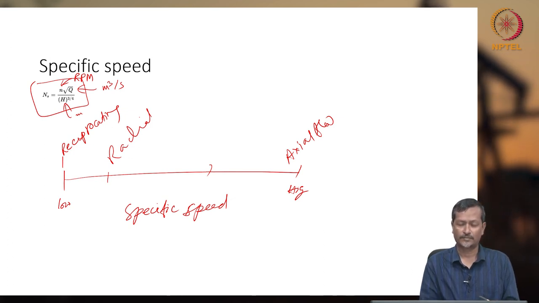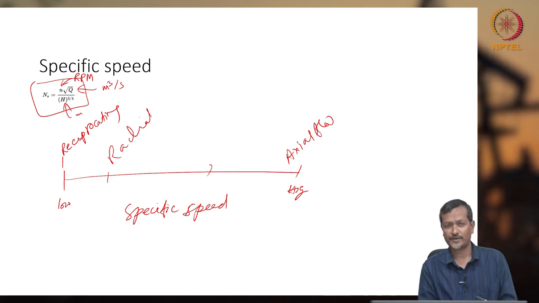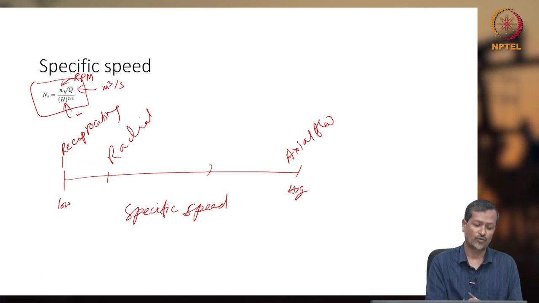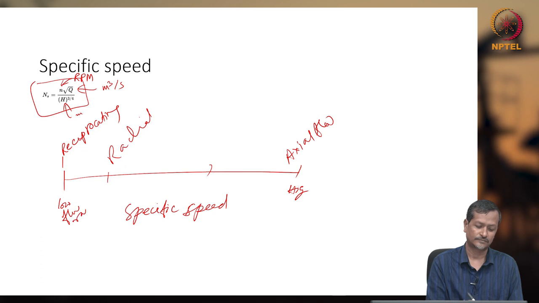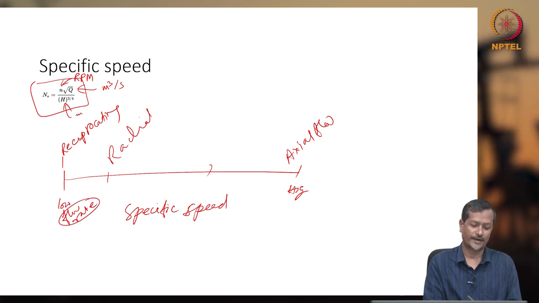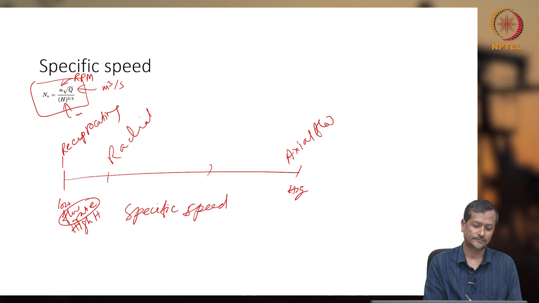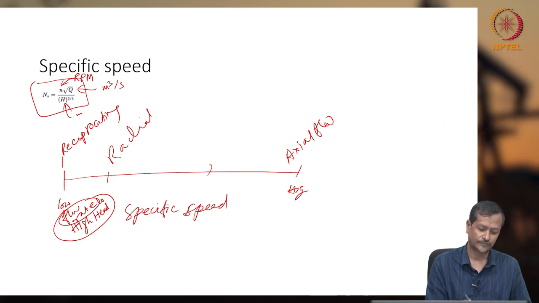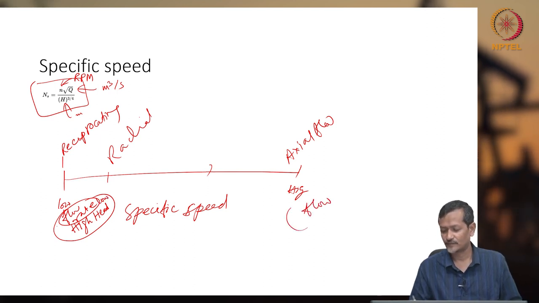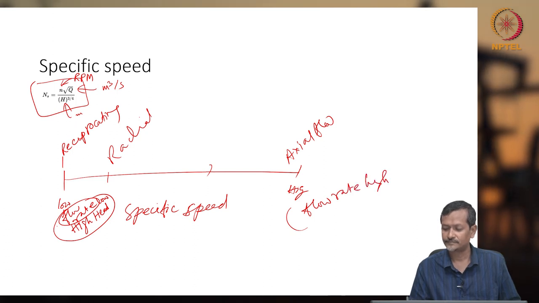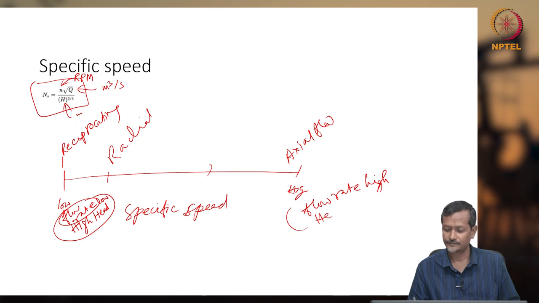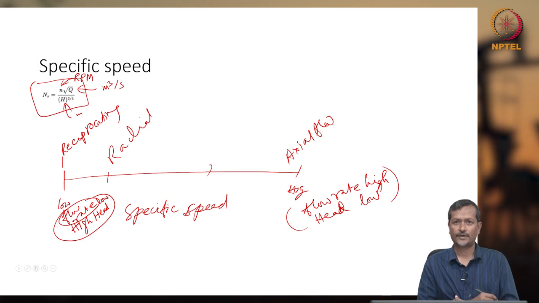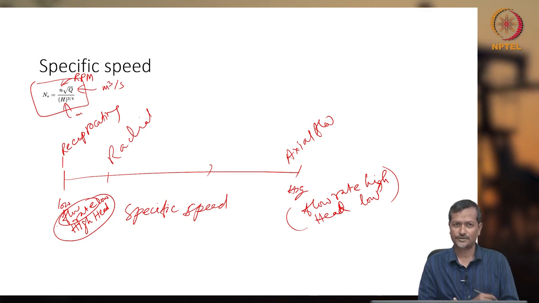Reciprocating or progressive cavity pump or gear pump or screw pump or diaphragm pump, those will come under low flow rate condition and their head will be very high. So, low flow rate and head high. Here flow rate high, head low. So, if you are using a certain pump for a certain application, then you have to know how much flow rate you need, how much pressure you need.